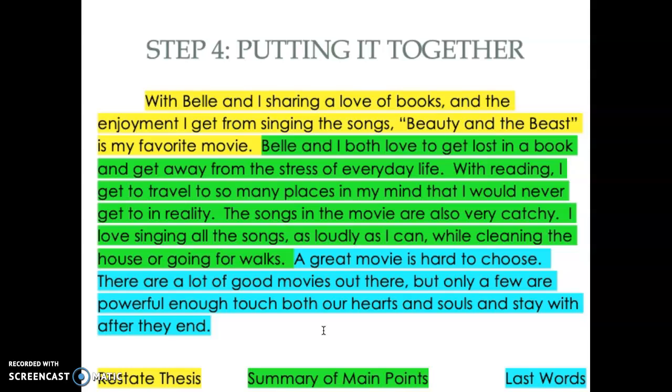You are now going to do the same thing by opening up the organizer and writing your concluding paragraph. Please let us know if you have any questions.